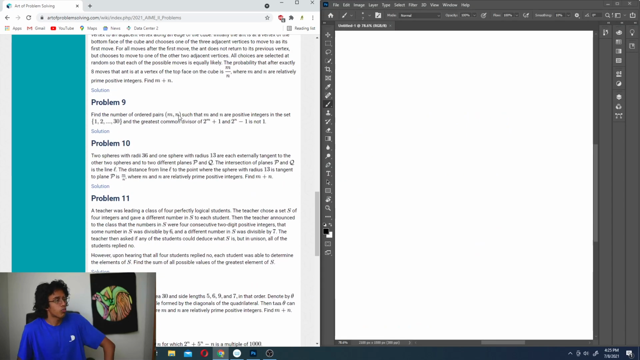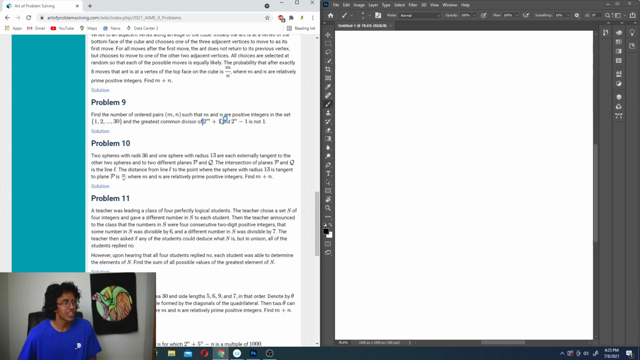Okay, so find the number of ordered pairs m and n such that m and n are positive integers in the set, and the greatest common divisor of 2 to the m plus 1 and 2 to the n minus 1 is not 1. So, there's a difference of 2 between them, right? So, like, what does that mean? Oh no, there isn't. No, I'm trolling.